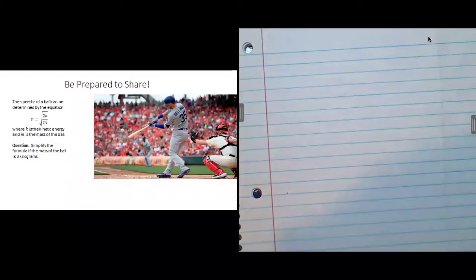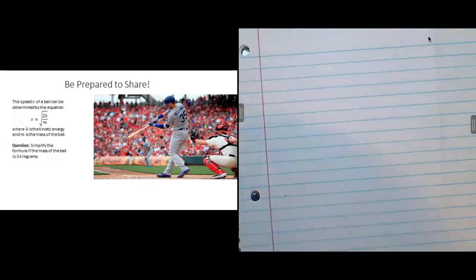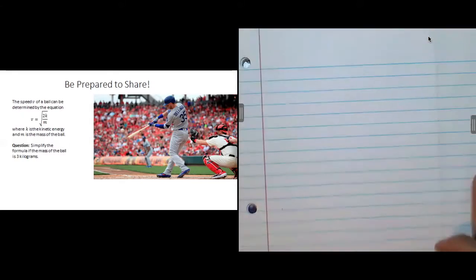The problem says the speed v of a ball can be determined by the equation v is equal to the square root of 2 times k over m, where k is the kinetic energy and m is the mass of the ball. Okay? The question asks, simplify the formula if the mass of the ball is 3 kilograms. All right, a lot to unpack there.